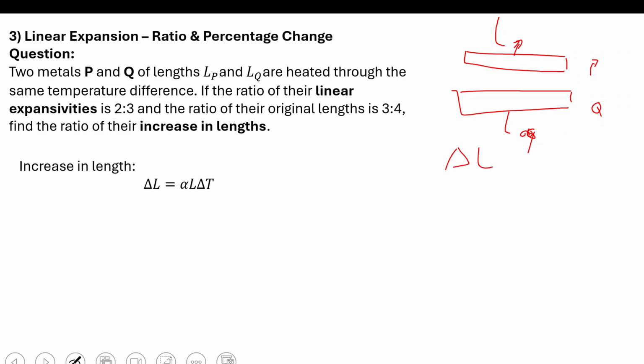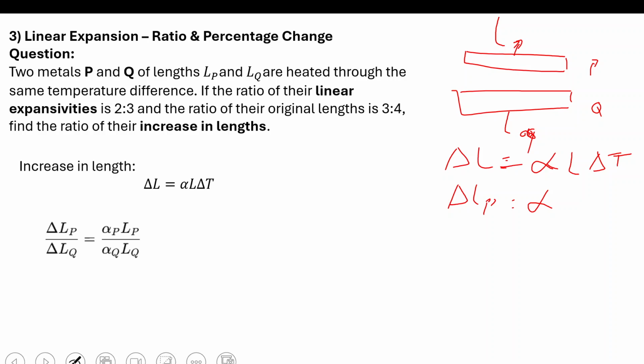change in length is equal to linear expansivity times initial length times change in temperature. This is it, right? So the change in length for P will now be written as alpha P times length of P times change in temperature for P. But we're told that they have the same temperature difference. So this temperature difference is T, the same thing as for LQ. So this is the change in length for P and the change in length for Q.